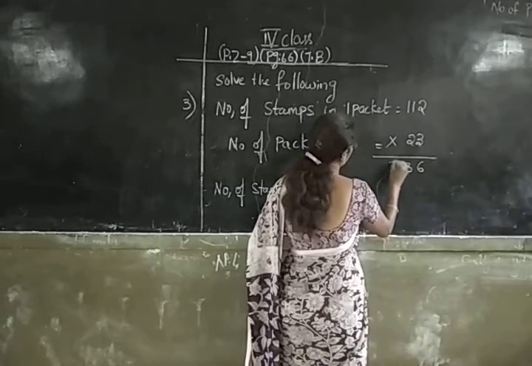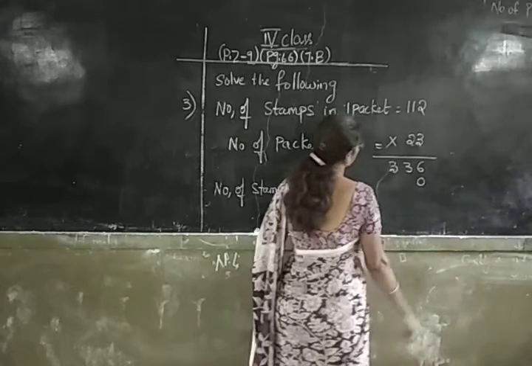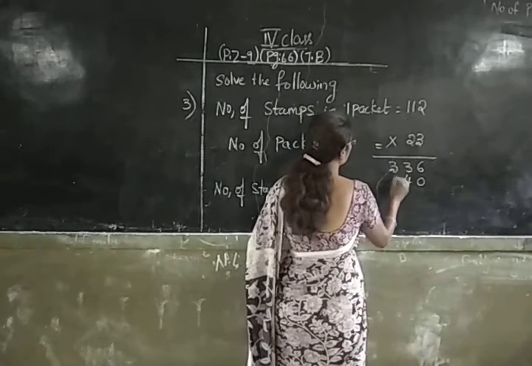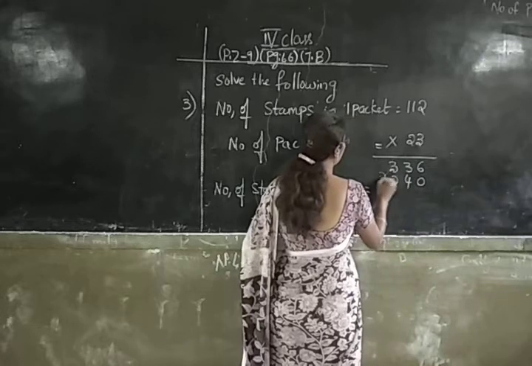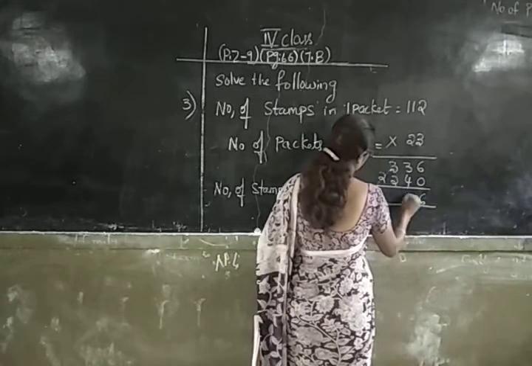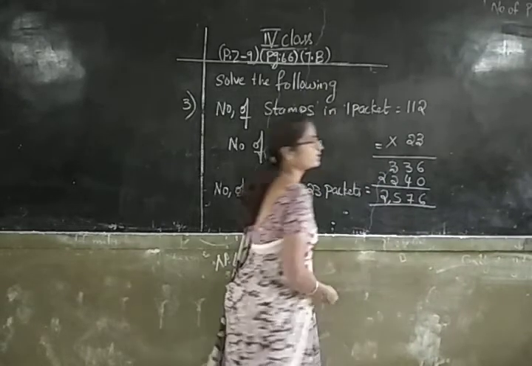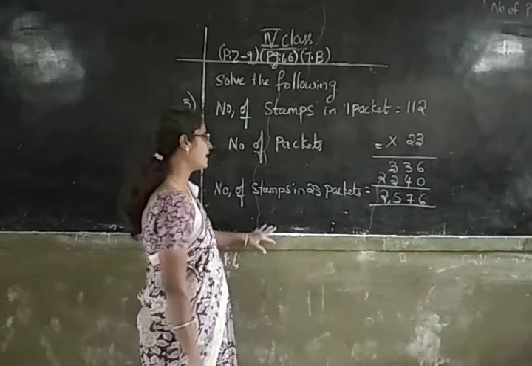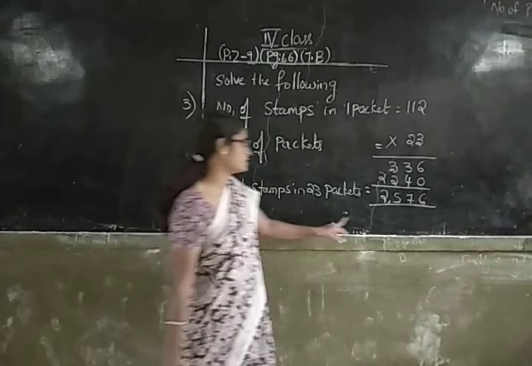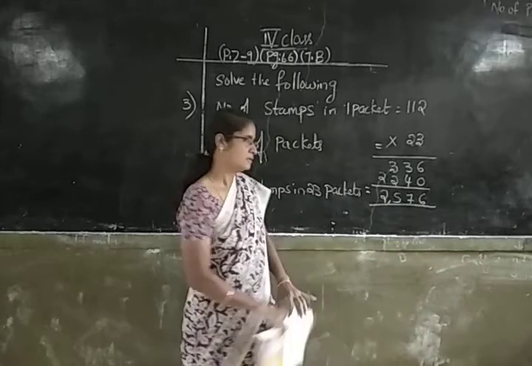3 ones are 3. 3 ones are 3. 2 is in tens place, put 0 in ones place. 2 twos are 4. 2 ones are 2. 2 ones are 2. Now let us add both these numbers. 6, 7, 5, 2. So there are 2576 stamps in 23 packets. So Deepali is having 2576 stamps with her. Okay children.